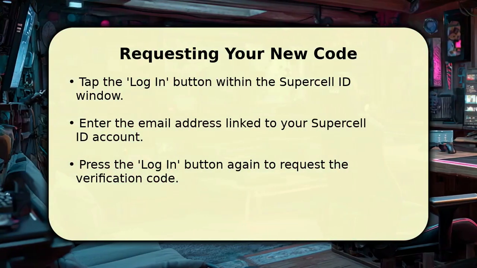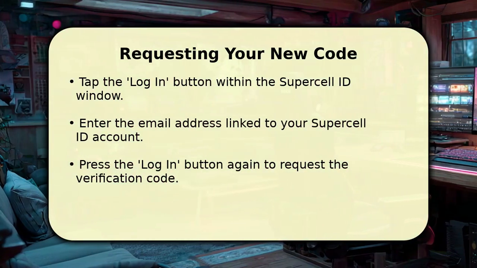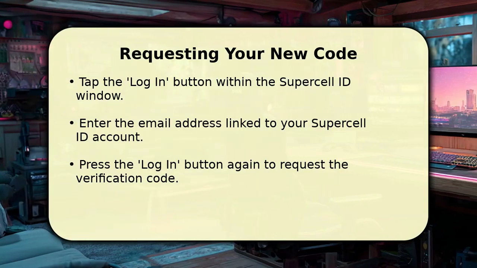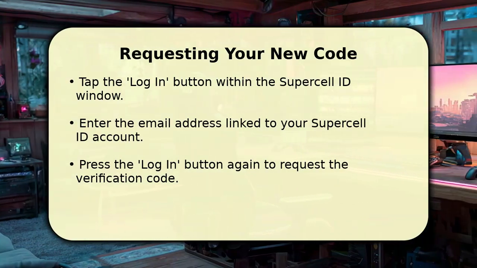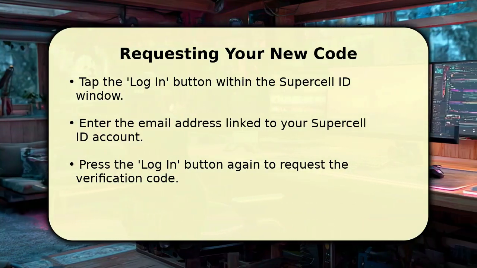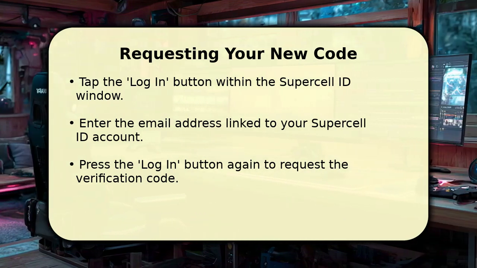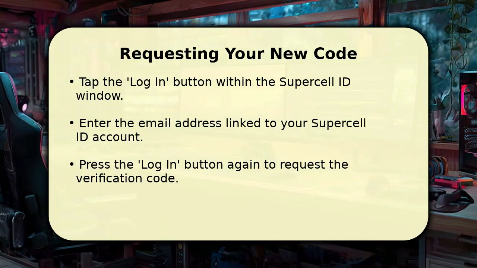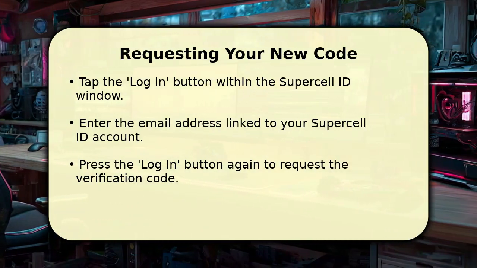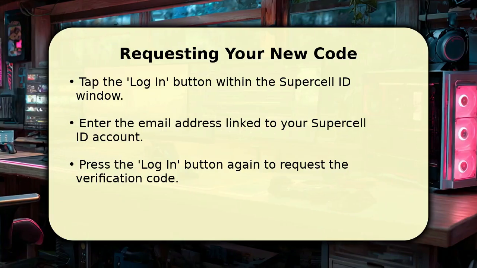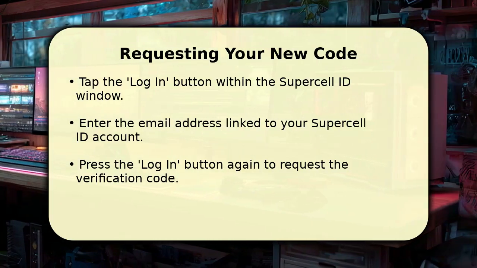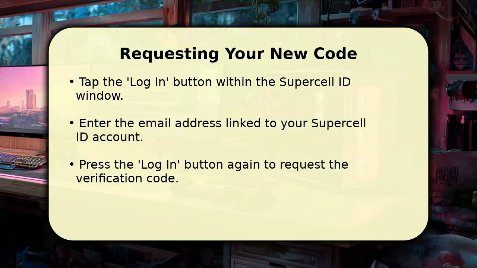Next, within the Supercell ID window, you will see an option to log in or play without Supercell ID. Tap the Log In button to proceed. Then, accurately enter the email address that is already linked to your Supercell ID account in the designated field. After inputting your email, press the Log In button once more. This action will trigger the system to send a new verification code.